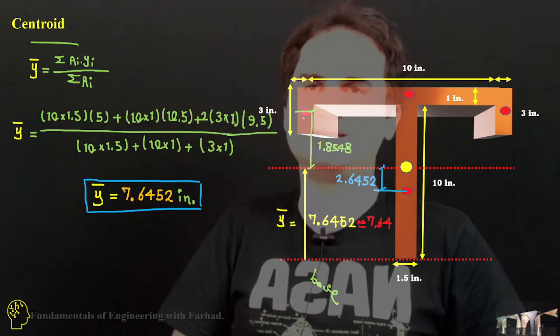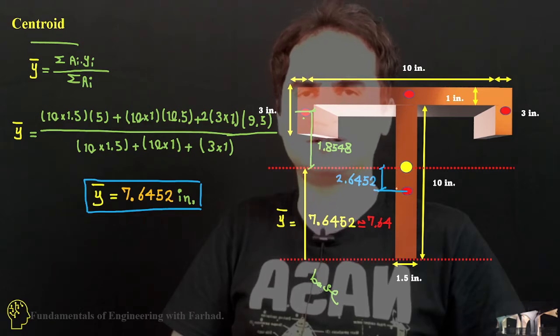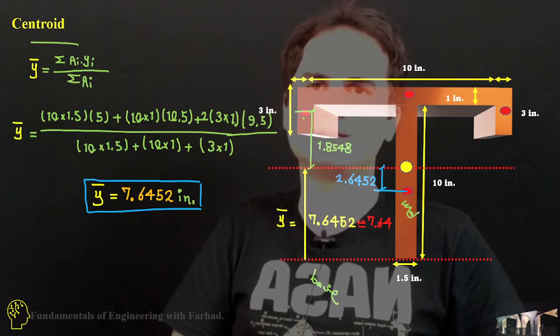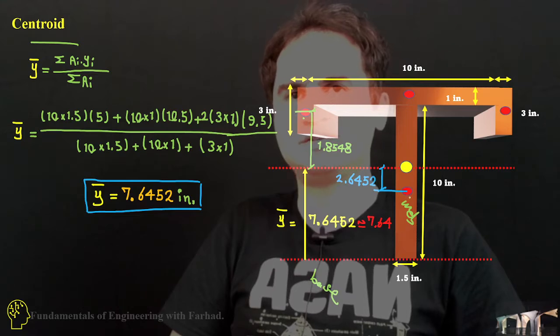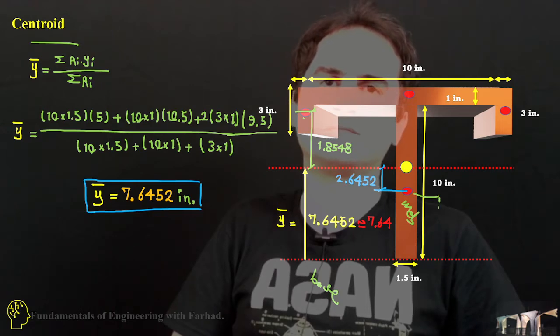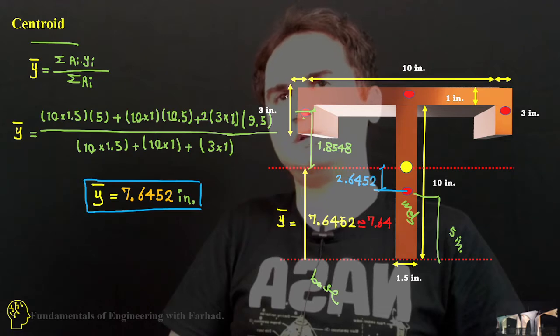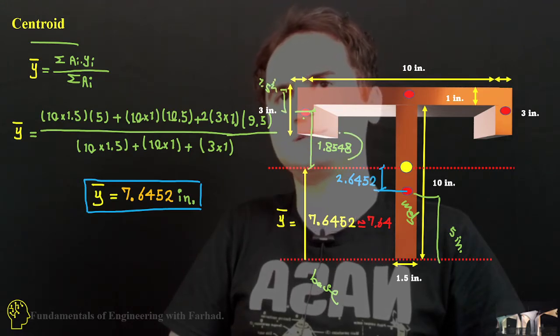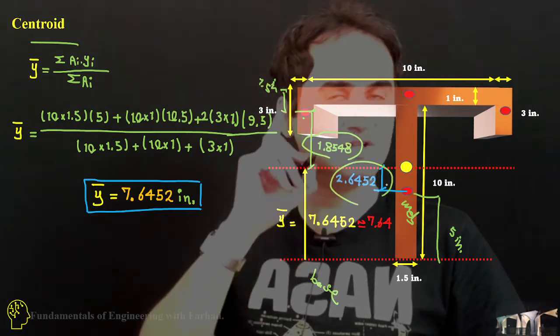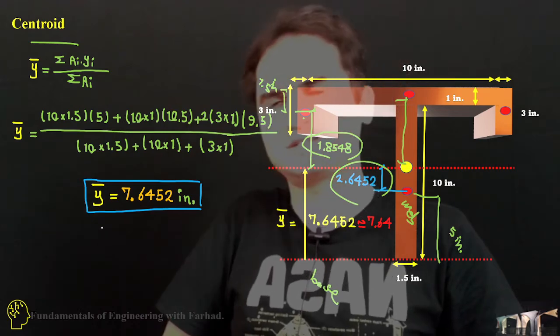You can easily see the distance of the center of each part to the centroid. For example, for the web itself, this is the center, which is at the height of 5 inches. And the other one is at 1.5 inch from the top, and this is the distance of the centroid to the centroid of the entire system.